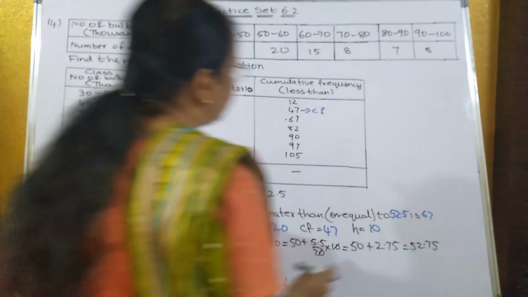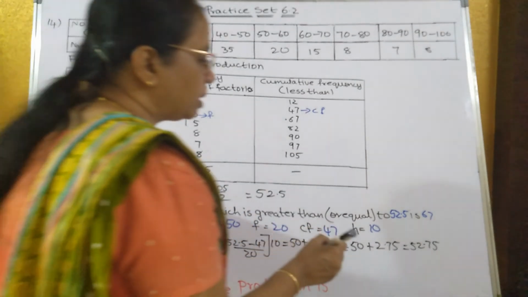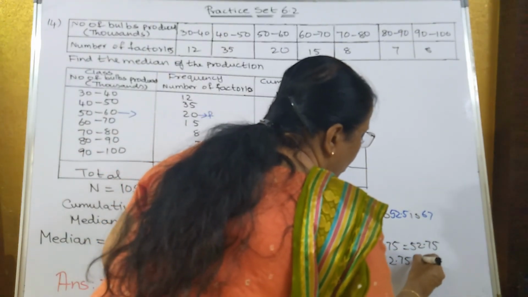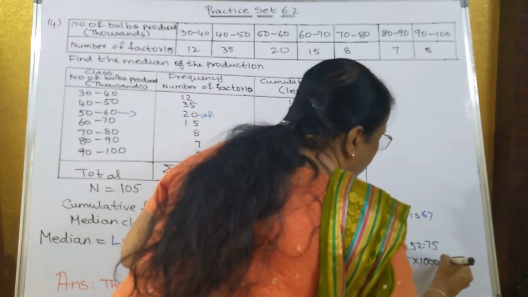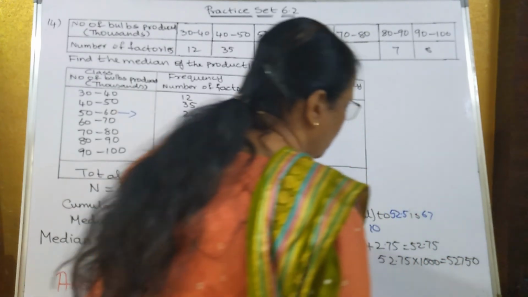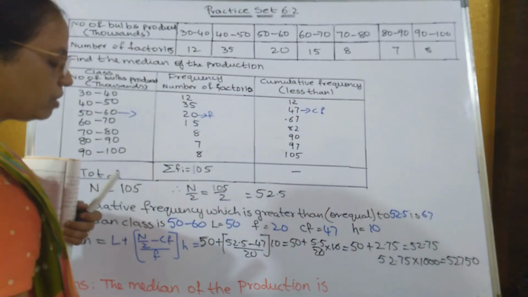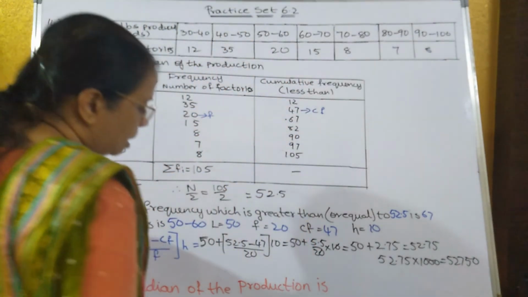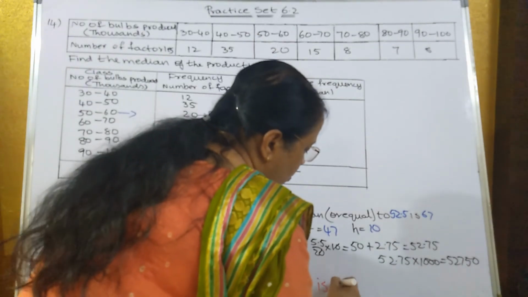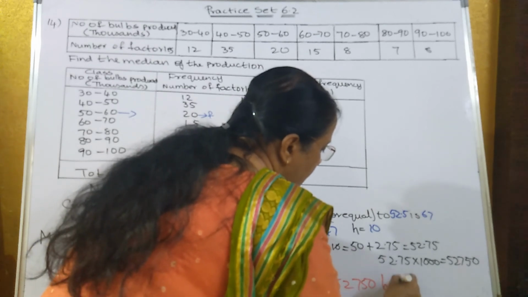When you add this, what you get? 52.75. Now previously I told that this is in thousands, so you have to multiply by 1000. So that is equal to 52.75 into 1000, which will be equal to what? 52750. 2 zeros will go away because after the decimal 2 zeros are there. So how many bulbs are produced? The median of the production is how much? 52,750 bulbs.